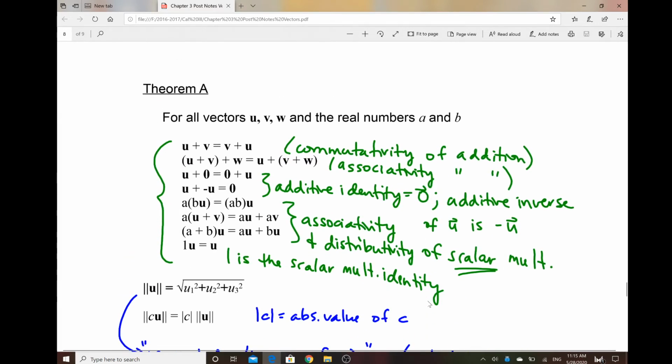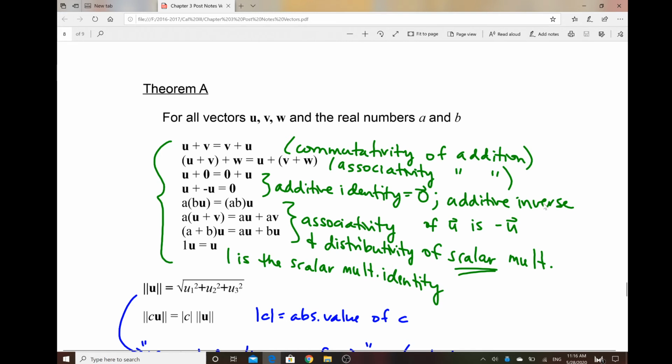Okay, here are the theorems that you need to know. The commutative property of addition of vectors: u plus v equals v plus u. And then the associative property: the quantity u plus v, plus w, is the same as u plus the quantity v plus w. And then the additive identity: u plus 0 equals 0 plus u.